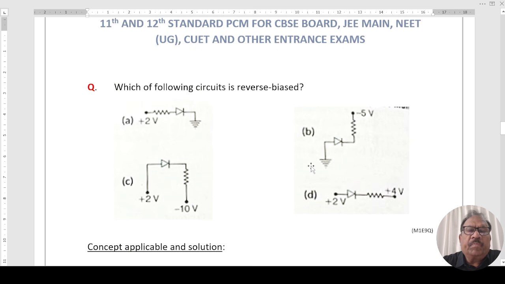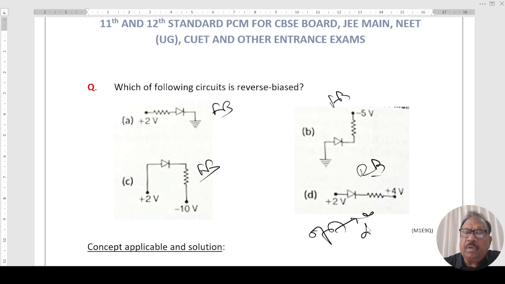Now, in these three cases, this is higher, this is lower, so this is forward bias. In this one, this is higher, this is lower in the other direction, so this is reverse bias. So option D is correct. Out of 4 figures, option D is correct, which is reverse bias, right? Next question.